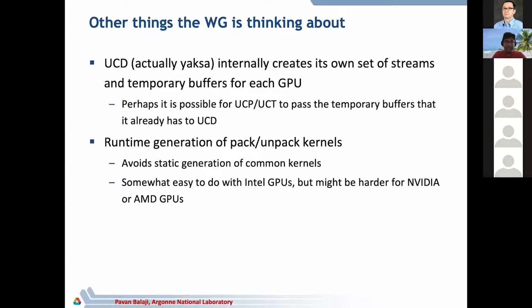A few other things that the working group is thinking about, but we have not yet made much progress on, though we have been discussing these things. One is how Yaxa internally, right now, creates its own set of streams and temporary buffers for each GPU, but UCP or UCT would also create temporary buffers. So the question was, can UCP or UCT pass these temporary buffers down to Yaxa so that we don't have two sets of temporary buffers created?